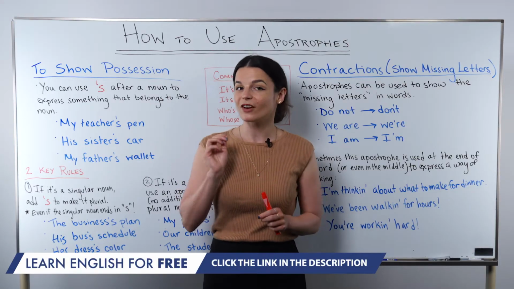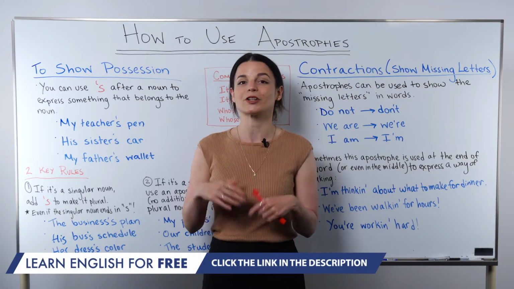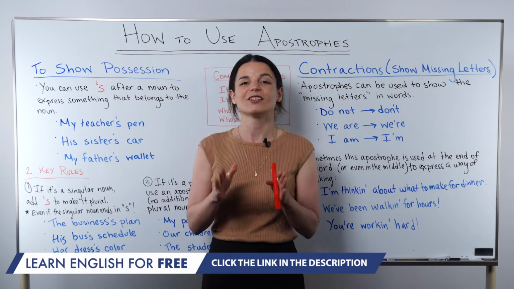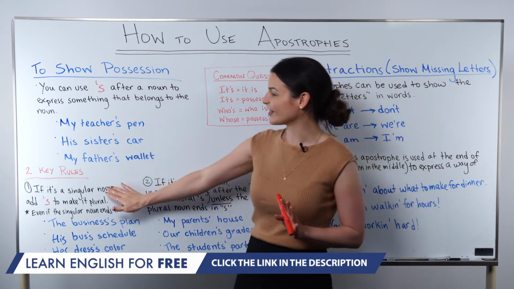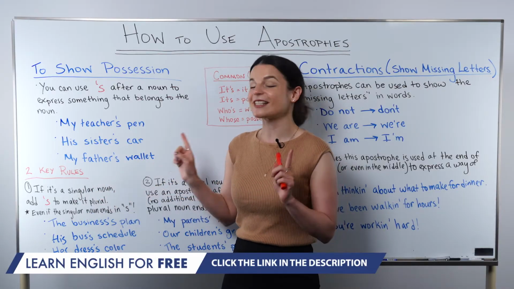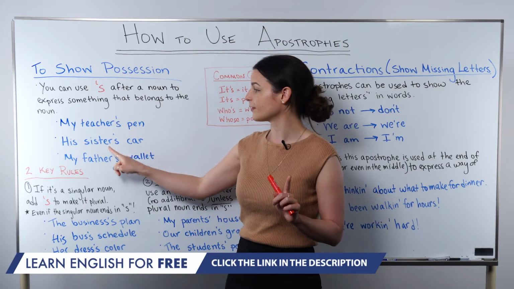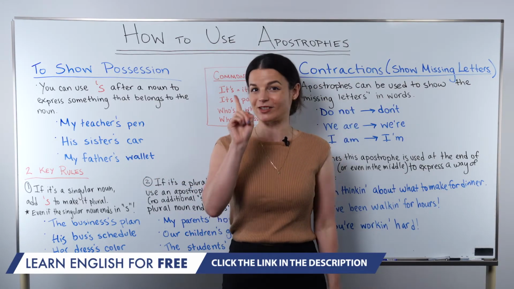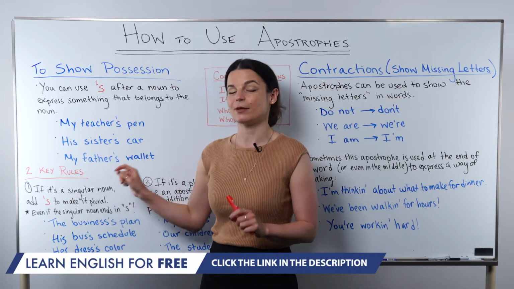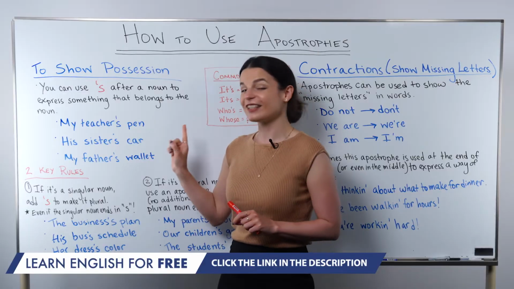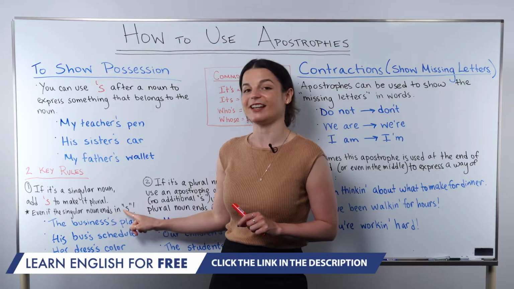But there are some very important rules to keep in mind to make sure that you always express this ownership clearly and correctly. So let's take a look at two key rules for you to follow. Okay, first, number one, if it's a singular noun, so this means if you want to show the possession of something that is a singular noun, that means just one thing or just one person, add apostrophe s. This is true even if the singular noun ends in s.